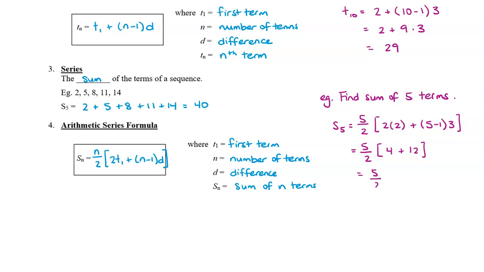So we get 5 over 2 times 16. We can actually reduce here, so this crosses off and becomes 8. So 5 times 8 is 40, which is the same as what we got when we used our calculator and just added up the 5 numbers. Now the formula is helpful if we had more than 5 numbers. Let's say we had 100 of them. Then it would be easier to use the formula instead of adding up 100 different numbers.